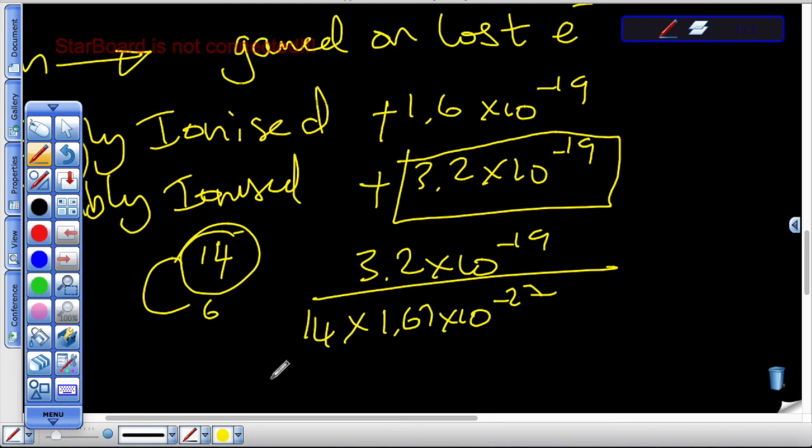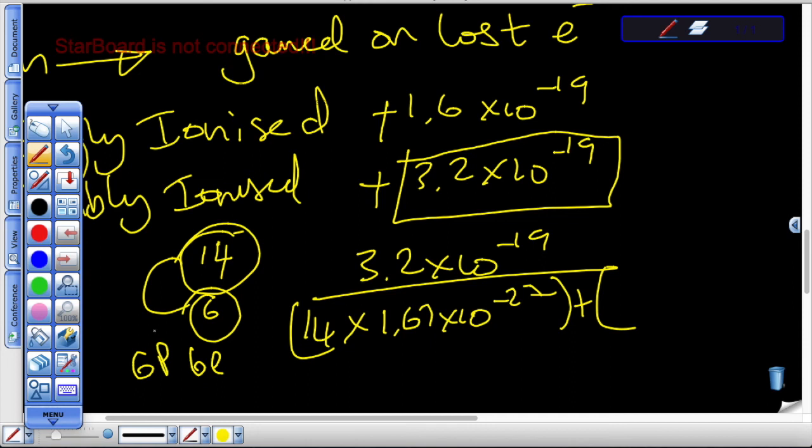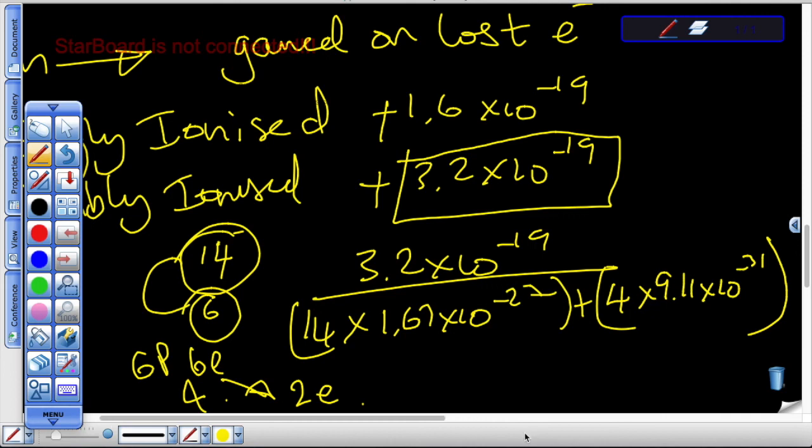But this time you have to take the electrons into account, because they're in the atom as well. So we also have to add how many electrons. Well, we've lost 2. We look at this number here: it would have 6 protons and 6 electrons if it was neutral. If it's been ionized, it's lost 2 electrons, so now it only has 4. So it will be plus 4 times the mass of an electron, and that would give you your answer.